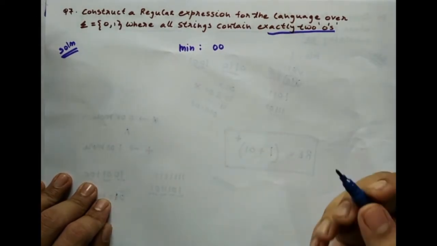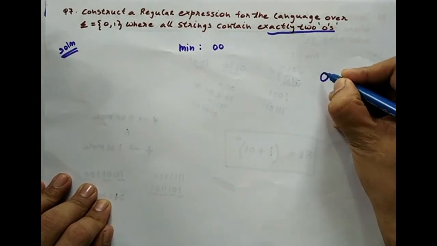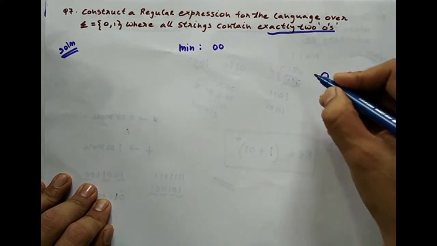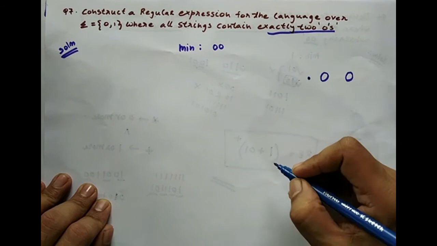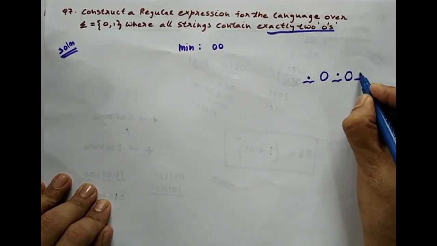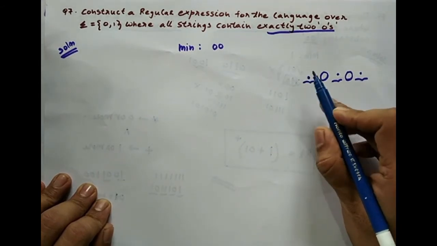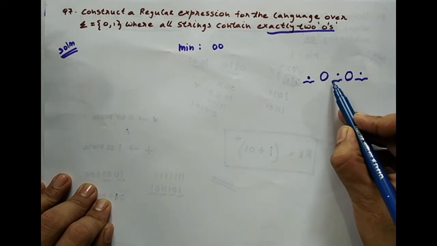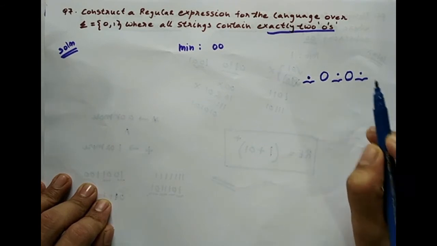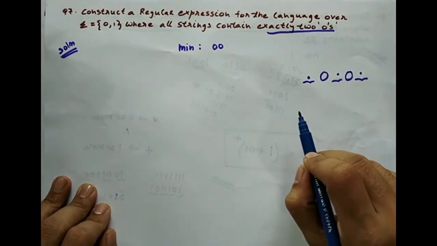Now in general, for such a statement where exactly 2 zeros are compulsory, that means this part is not compulsory, this part is also not compulsory, and this part is also not compulsory. I mean, this part can be any combination of zeros and ones. It may or may not be there. This part is also any combination of zeros and ones. It may or may not be there. This part also is any combination of zeros and ones. It may or may not be there.